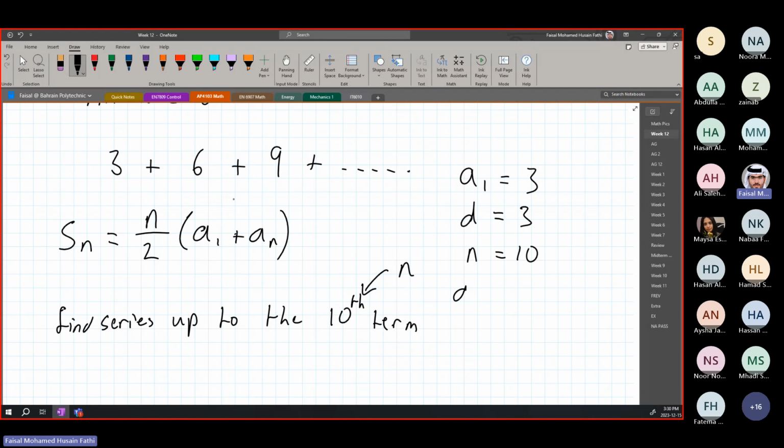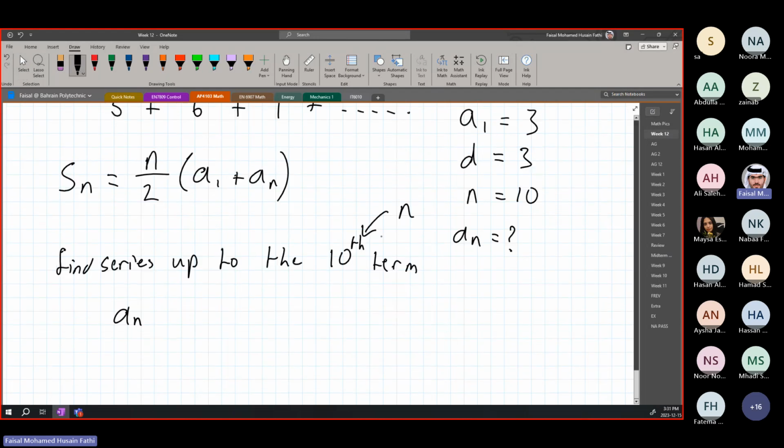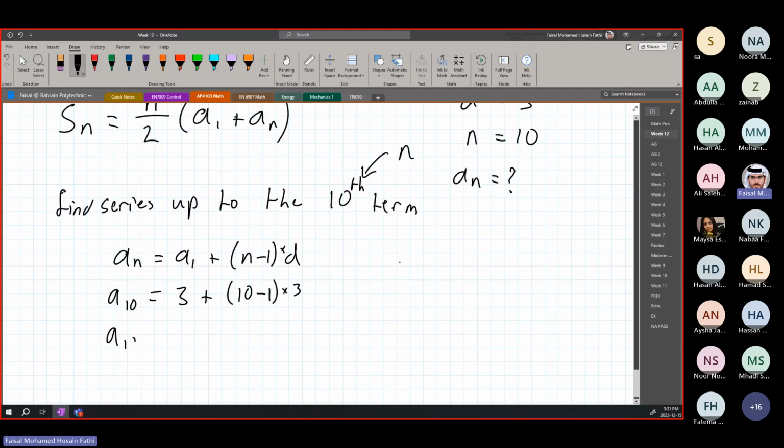So we can find our an. How do we find it? We find it using the equation that we used earlier. So an is equal to a1 plus n minus 1 times d. In other words, a10 in this case, because we're looking at n equal 10, is equal to 3 plus 10 minus 1 times 3. So a10 is equal to 3 plus 9 times 3. A10 is going to be equal to 30.